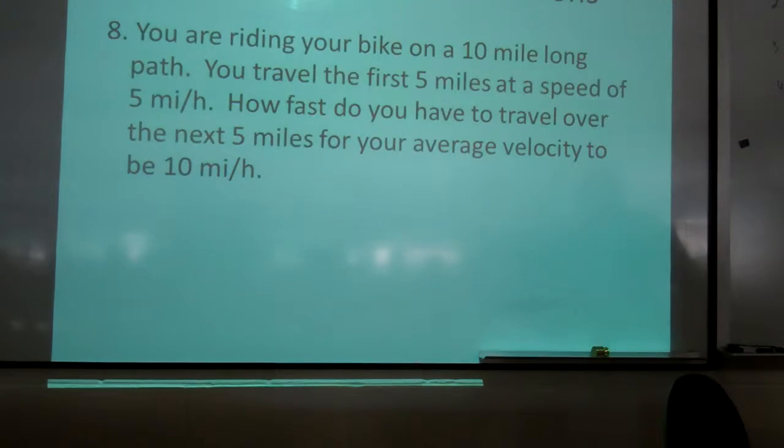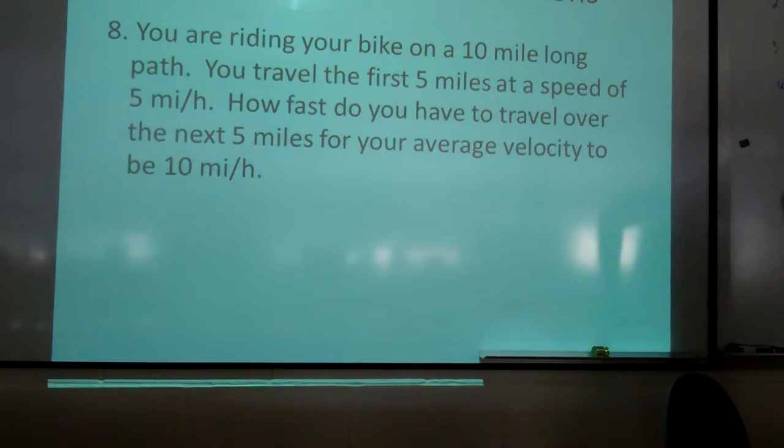Okay. So this is a fun one. You're riding your bike on a 10-mile long path. You travel the first 5 miles at a speed of 5 miles per hour. How fast do you have to travel over the next 5 miles for your average velocity to be 10 miles per hour?